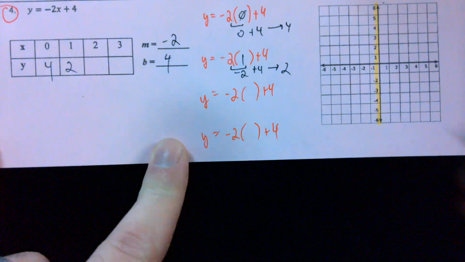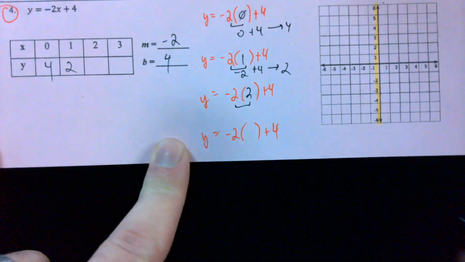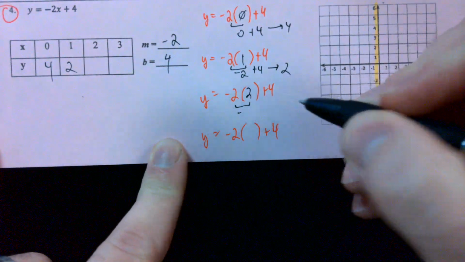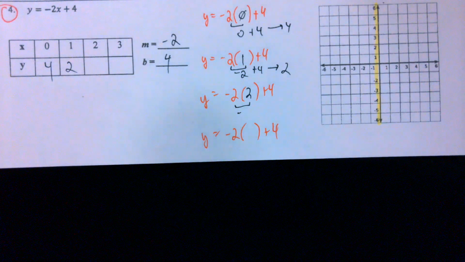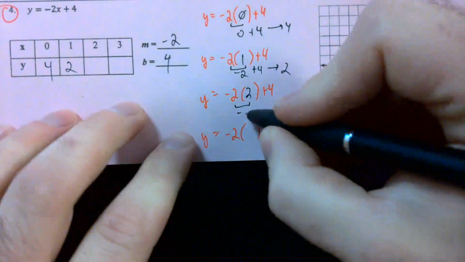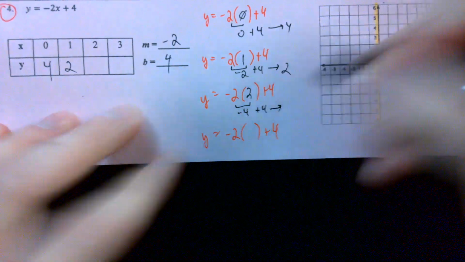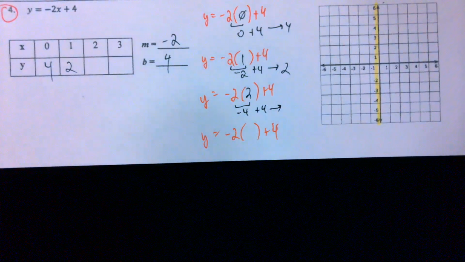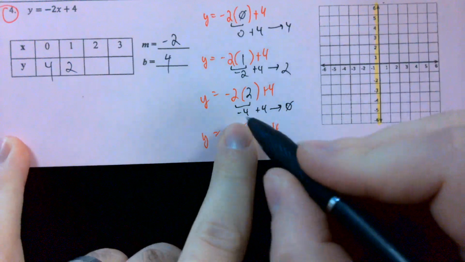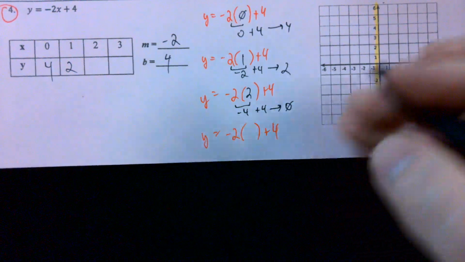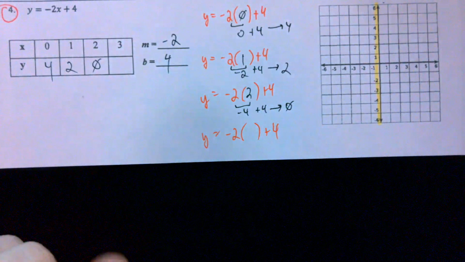We're going to plug in a 2 next, right? What's negative 2 times 2? What's 2 times 2? 4. So this would be negative 4. Now what's negative 4 plus 4? 0. Good. Not 8, not negative 8. Negative 4 and positive 4 cancel out, and we get 0.